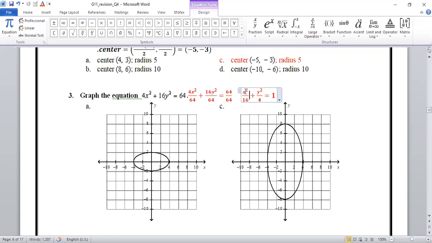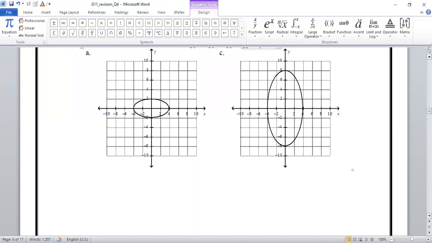Okay, from this equation we can get the values of a and b. A squared is always greater than b squared. So a squared equals 16 and a equals positive or negative 4. B squared equals 4, so b equals positive or negative 2. The major axis is the x-axis because x squared is above a squared. So the major axis is along the x-axis.